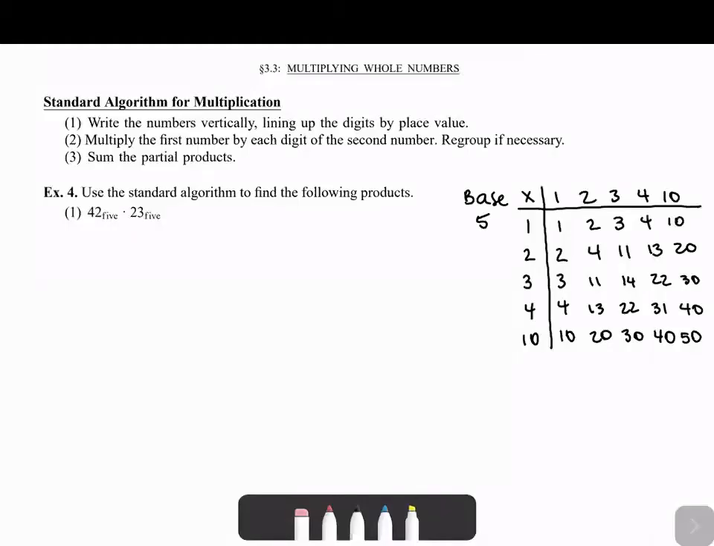Hi everyone, we are continuing section 3.3. So now we are moving on to the standard algorithm.